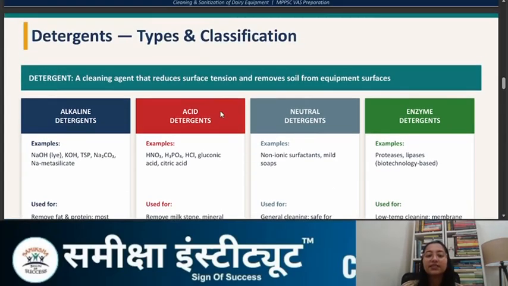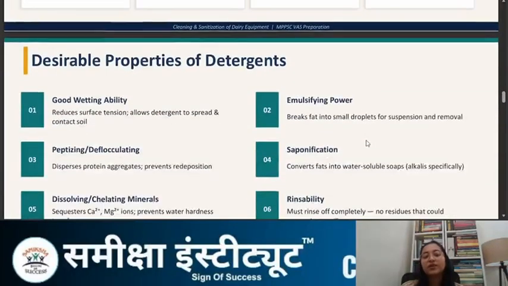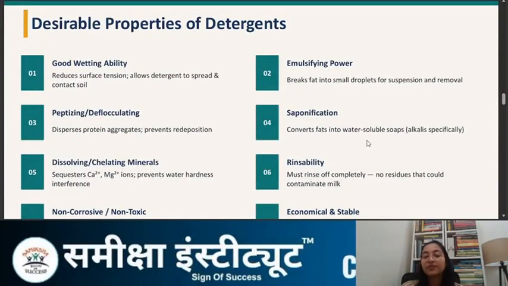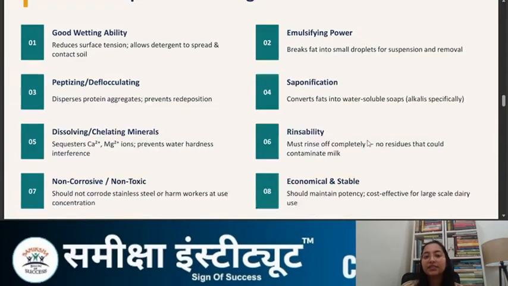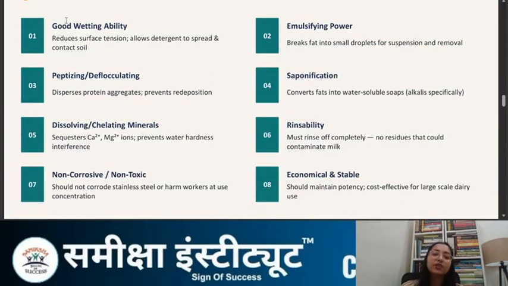Basically, what is a detergent? It reduces the surface tension and is employed for removal of soil from the equipment surfaces. Next, what are the specific properties which make detergents useful? First is good wetting property. Since we want to reduce the surface tension, it should have a good wetting property. It should allow the detergent to spread and contact the soil.